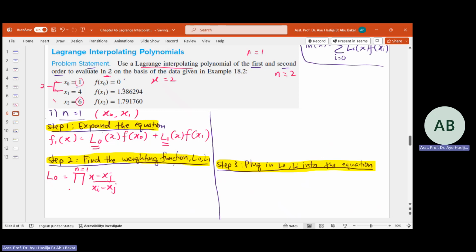So j should start from 0, but j cannot be the same as i. For L0, j cannot be 0.